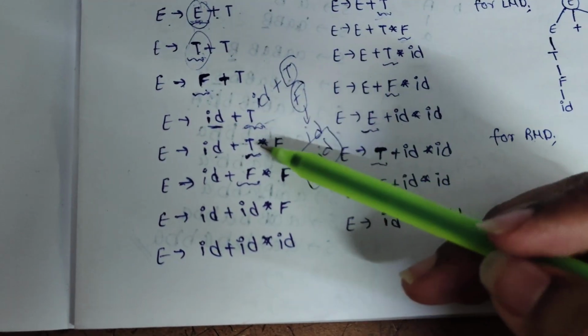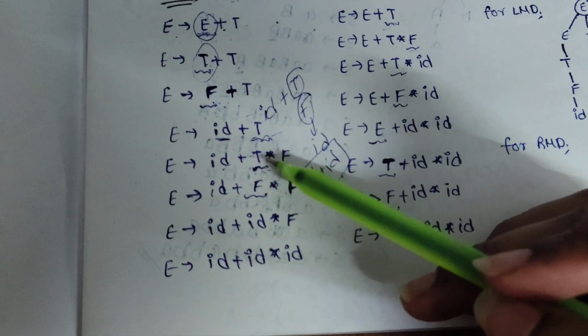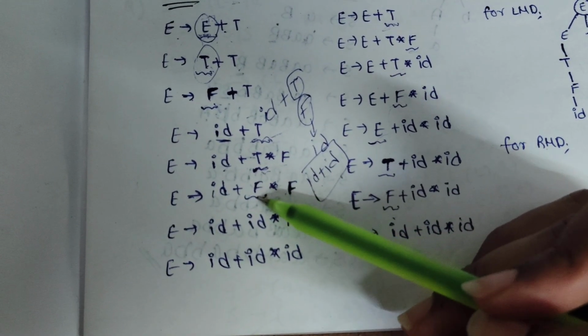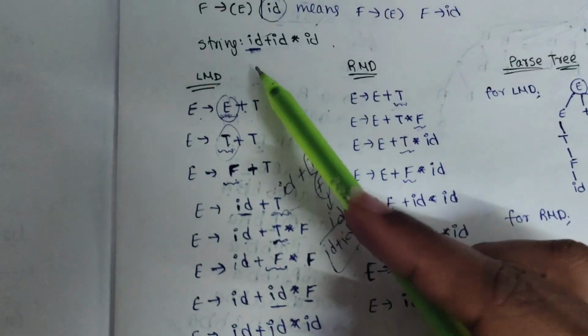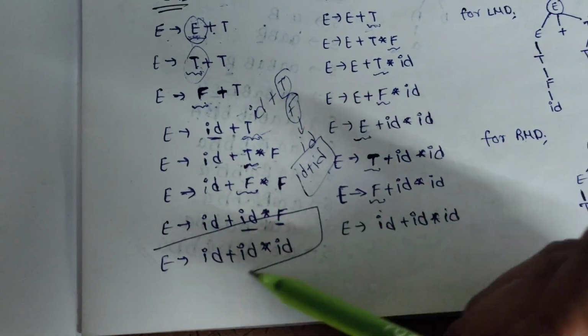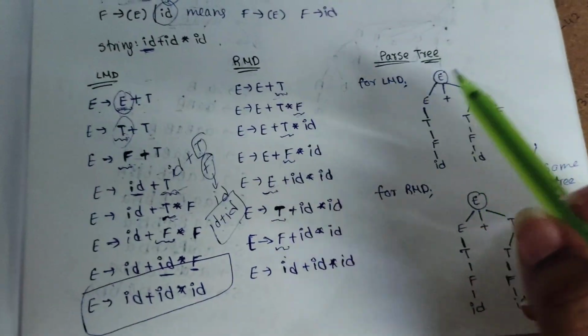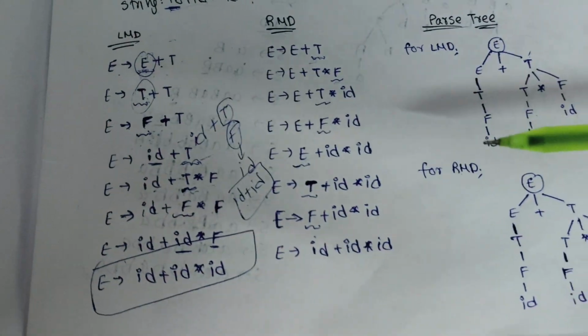Now again it is leftmost derivation, so we have to solve this T first. Now this T can be replaced with F. This F can be replaced with ID. Next we have this F, right? F can be directly replaced with ID. So finally we got this answer. Now we have to draw the parse trees. I'll tell you about that later.